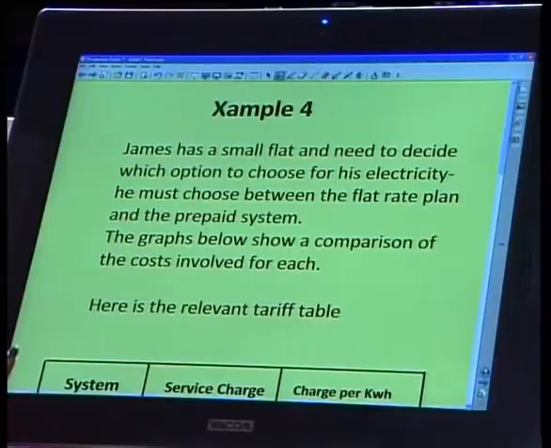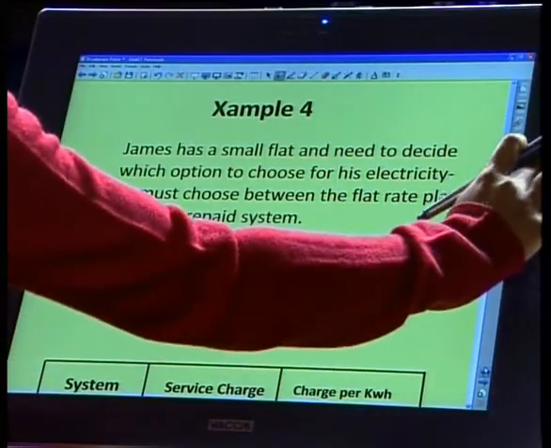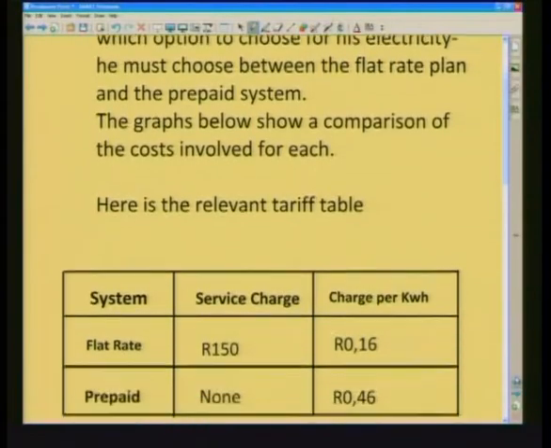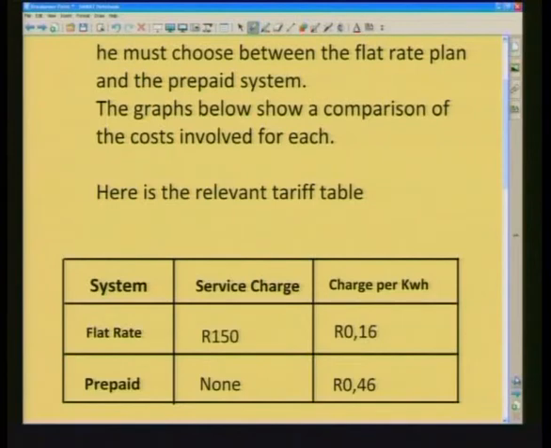Guys, let's look at another example of break-even points. This is example 4. James has a small flat and needs to decide which option to choose for his electricity. He must choose between the flat rate plan and the prepaid system. The graphs will show a comparison of the costs involved for each.